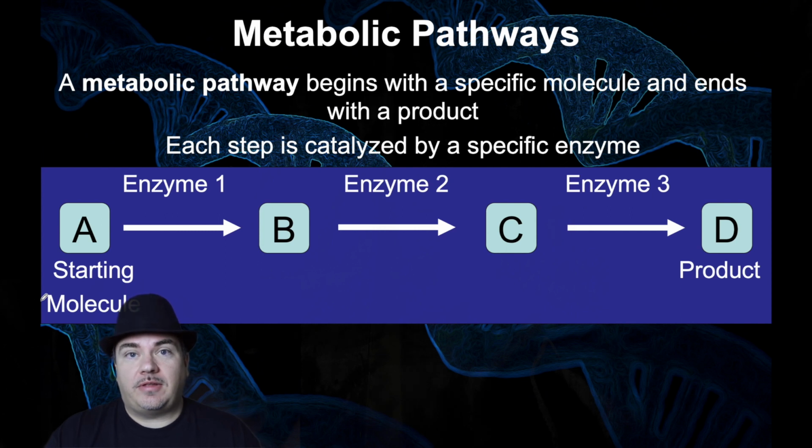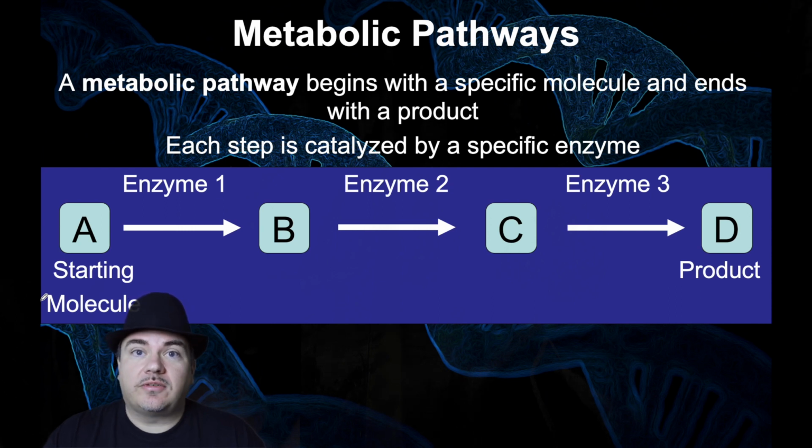Let's say they have chemical A and they want to turn it into chemical D. They don't do it in one step, in one chemical reaction. Instead, they take chemical A and use an enzyme, let's say enzyme number 1, to turn chemical A into chemical B. Today we're going to learn what enzymes are, but as a preview, enzymes are proteins that are a catalyst. In other words, they speed up a chemical reaction.